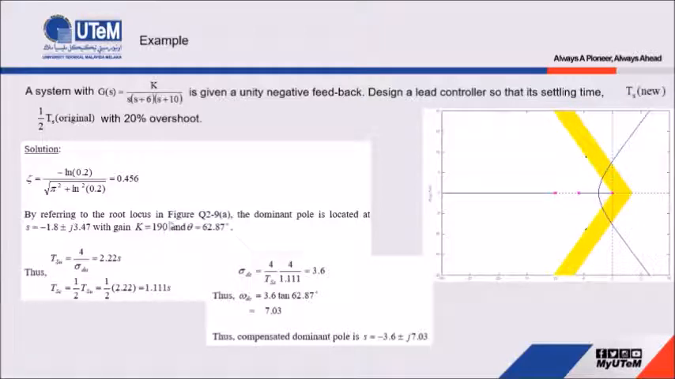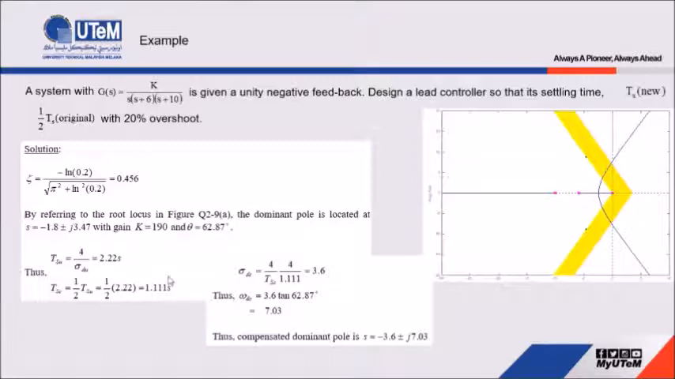In this case, because we want to improve Ts, we just find the value of Ts, where we use the formula Ts equals 4 divided by sigma. In this case, the sigma value is equal to 1.8. So we put 1.8 in this equation, and we get the result 2.22 seconds. In order to improve this settling time, we divide this Ts by 2 so that we get Ts equal to 1.111. So this is the Ts value that we want to get after we design the controller.